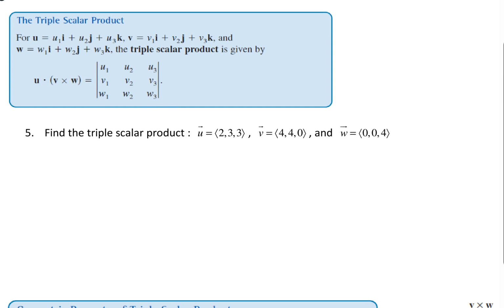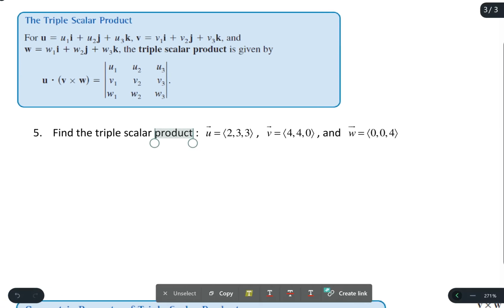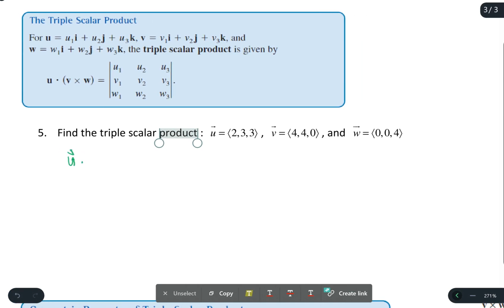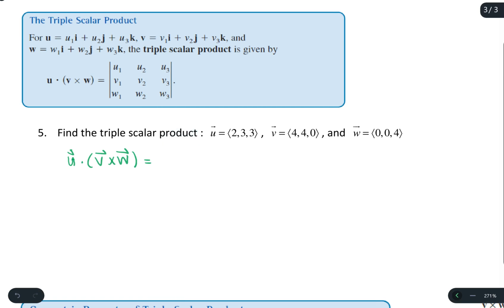Okay? So let's just go ahead and do this one. Triple scalar product. So we're finding this determinant. So triple scalar product is going to be technically u dot v cross w. And so our vector u is row 1. So we have 2, 3, 3. Our vector v is row 2, 4, 4, 0, and vector w is row 3, 0, 0, 4.